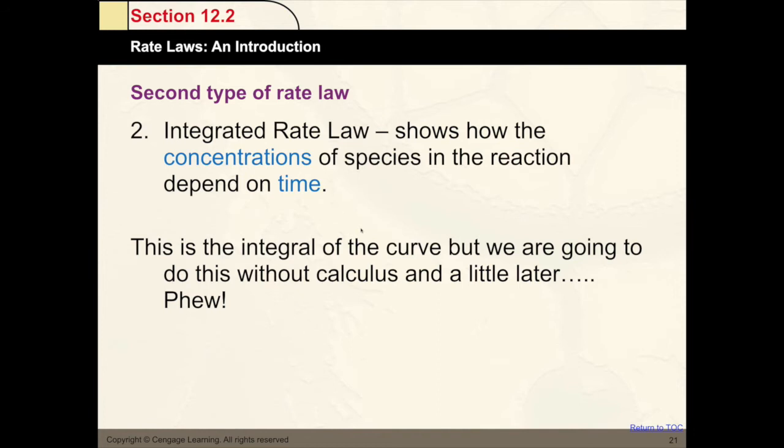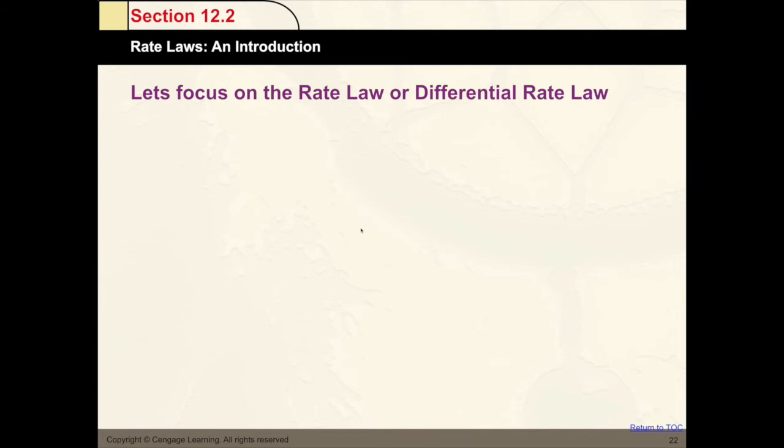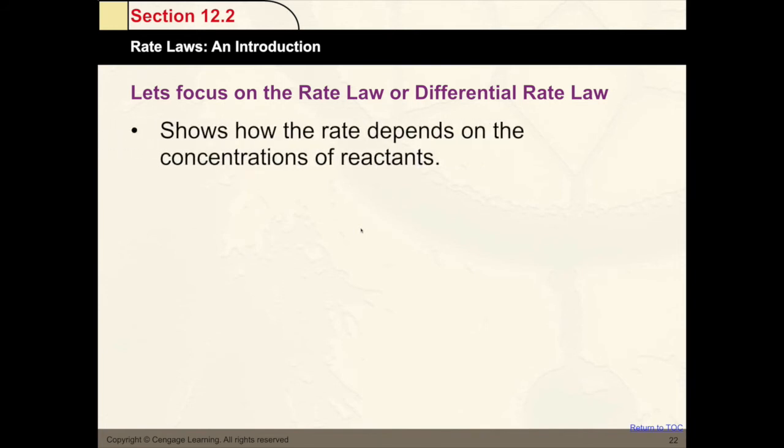And then the second type of rate law, which we'll get into also, is called the integrated rate law, and it shows how the concentrations of species in the reaction depends on time. And this would be the integral of the curve, but we are going to, again, do this without calculus a little bit later. So let's focus on the rate law, or the differential rate law, if you want to say the whole mouthful. And it shows how the rate depends on the concentrations of the reactants.